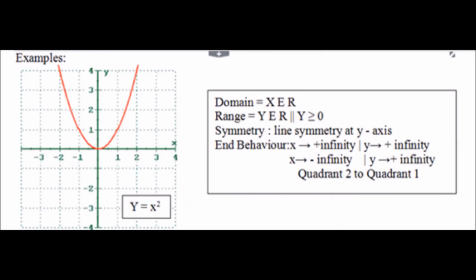So here's an example for finding the key features of the graphs of power functions. For the function y equals x^2, its domain is x contains all real numbers; range is y contains all real numbers but it's greater than or equal to 0. Symmetry: it's line symmetry at the y-axis. And behavior: as x approaches positive infinity, y approaches positive infinity. As x approaches negative infinity, y approaches positive infinity, and this thus extends from quadrant 2 to quadrant 1.